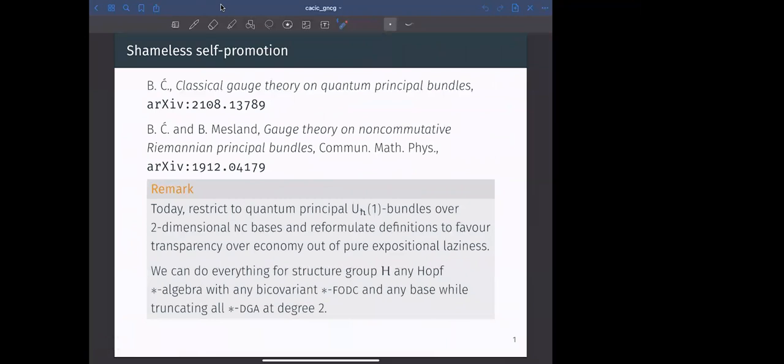So let me begin with some shameless self-promotion, and even before that with a disclaimer. I'm a relative newcomer to quantum principal bundles, and I'm pretty sure that everyone in this audience has forgotten more about the subject than I will ever hope to know. So if I say anything egregiously offensive, please feel free to stop me at any time.